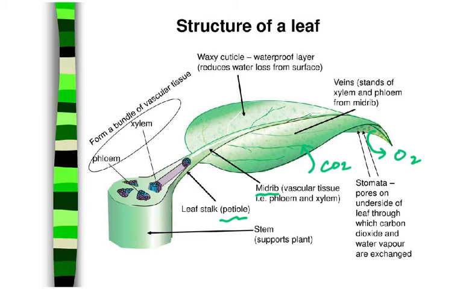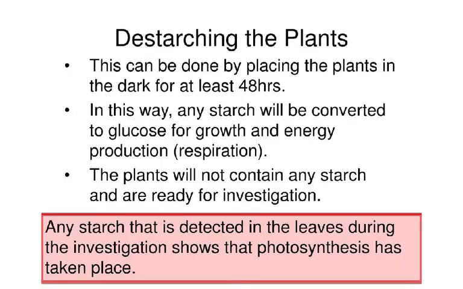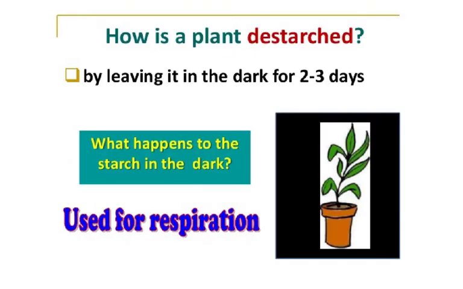So this is just a recap of the structure of the leaf, then a recap of what we did, destarching the plants. How did we do this? Why did we do this? We had to keep the plant away for 48 hours, converted glucose for growth and energy. The plants will not contain any starch and are ready for the investigation. And then when we set up the experiment, we find out. Now this is just a recap of the previous video. Then how is the plant destarched, leaving it in the dark for 2 to 3 days? And what happens to the starch used for respiration?